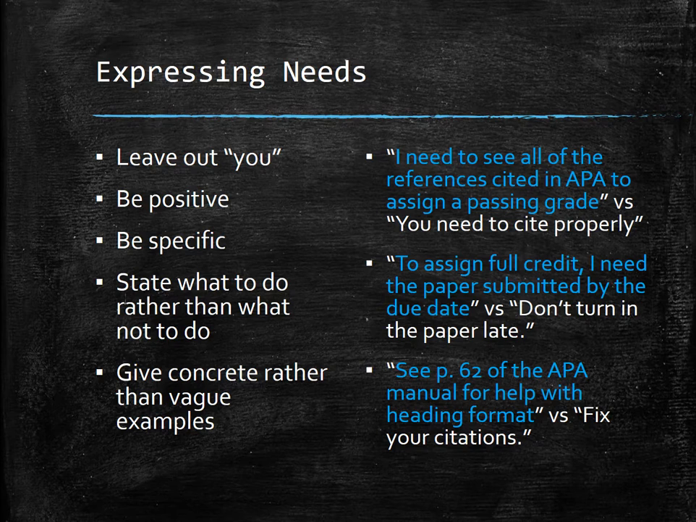Instead of saying, well, don't turn in the paper late, we could say, to assign full credit, I need the paper to be submitted by the due date. Because the reality is we're the ones in charge of the grading, right? And in order to feel comfortable assigning that grade, those are the conditions that need to be met. And the last example here is, instead of something more vague like fix your citations, I could be specific instead and say, see page 62 of the APA manual for help with your heading format, okay? Or whatever other APA issue there is.